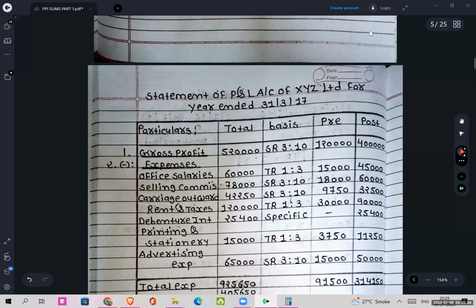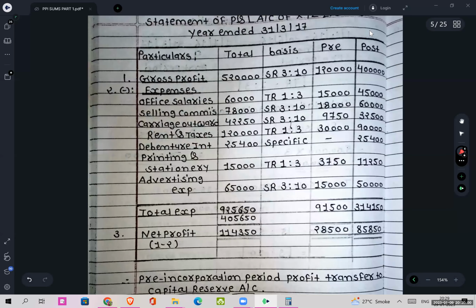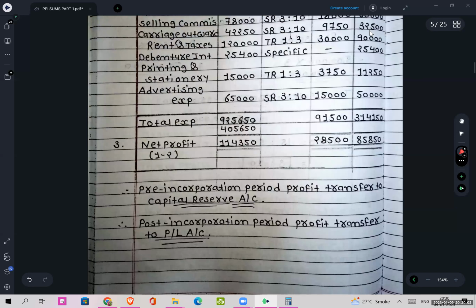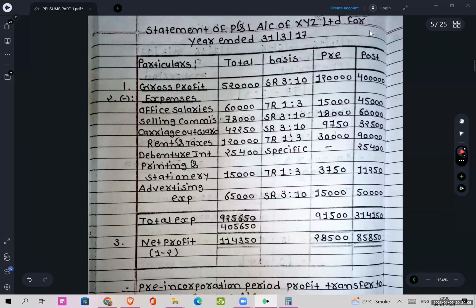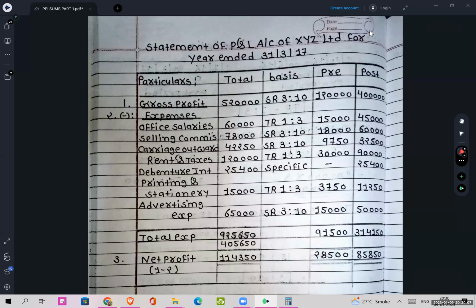Okay. So this is how you are going to prepare. Please make a note of this. Statement of P&L account for XYZ Limited for the year ended 31st March 2017. The first column will be of the particulars. Next, the total column. Then this is the ratio column. कौन से रेशियो में कौन सा एक्सपेंस डिवाइड होगा उसका कॉलम. एंड दिस इज द प्री एंड द पोस्ट पीरियड. हाँ, हम वर्टिकल फॉर्मेट में बनाएंगे.